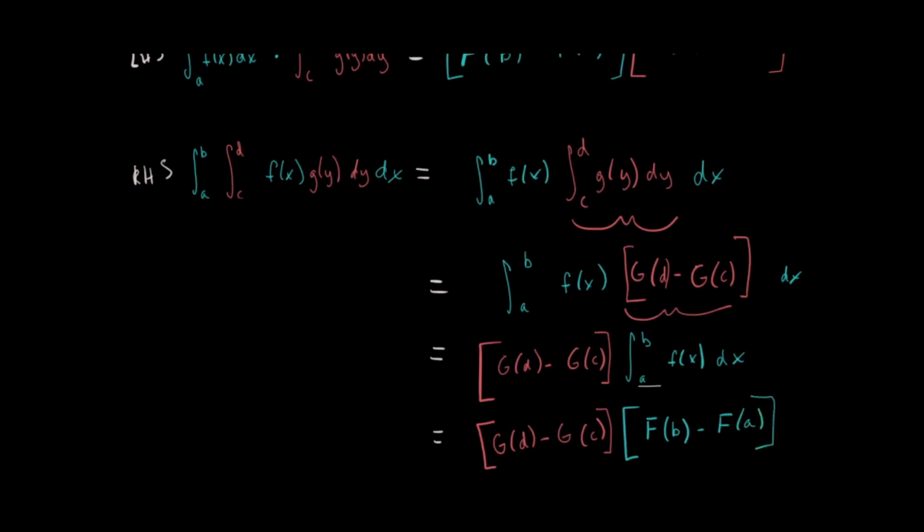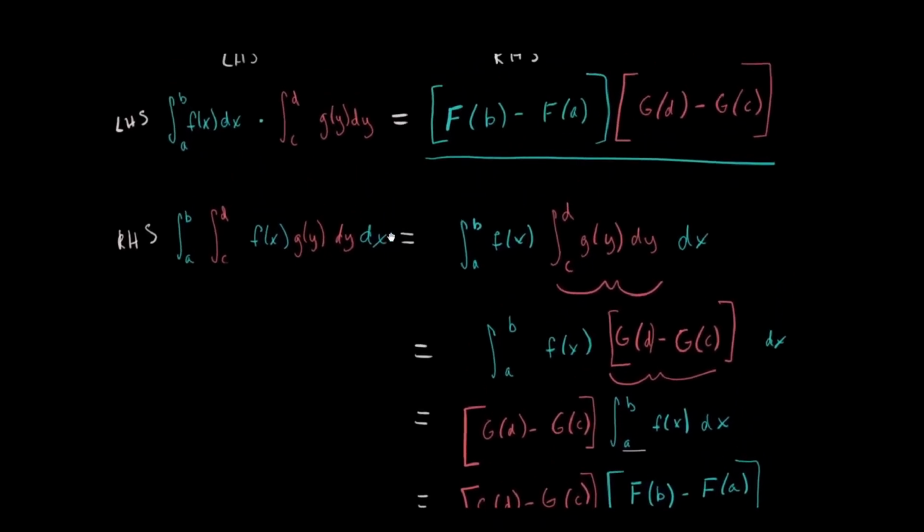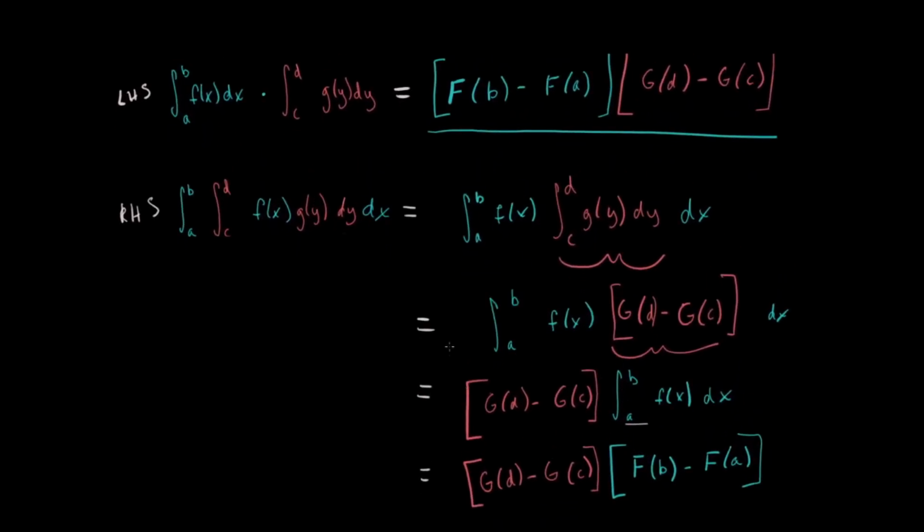And now we can see that we have proven that the right-hand side, which we evaluated to be equal to this, and the left-hand side, which we evaluated to be equal to this, are the same: the two things I just underlined are the exact same thing. They're out of order, but the ordering of the multiplication does not matter. So there you have it.